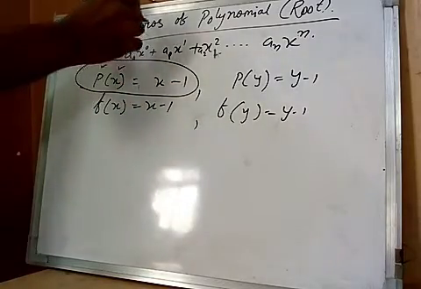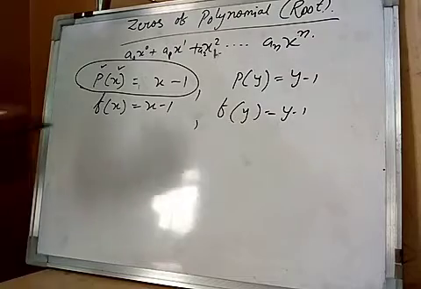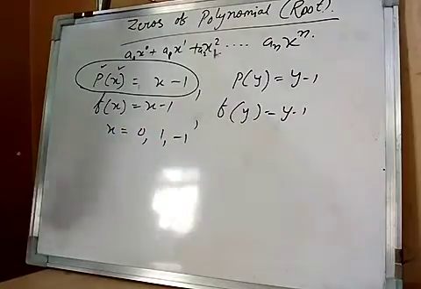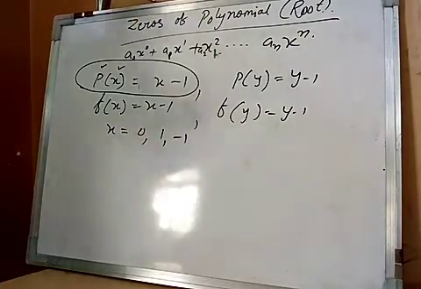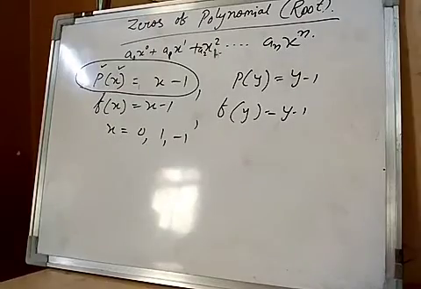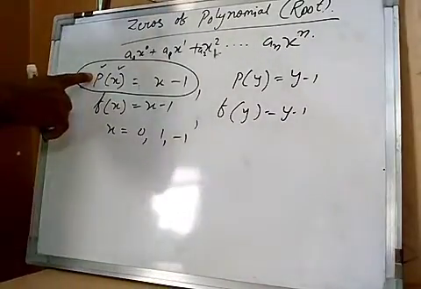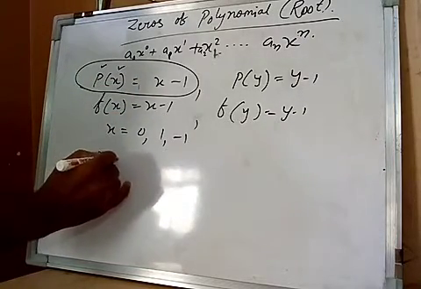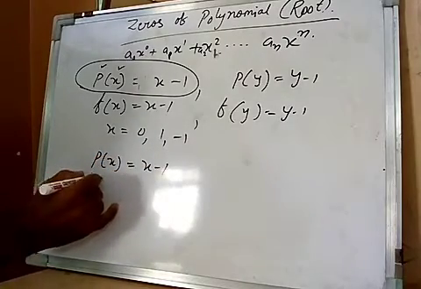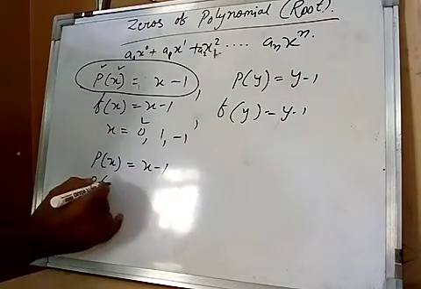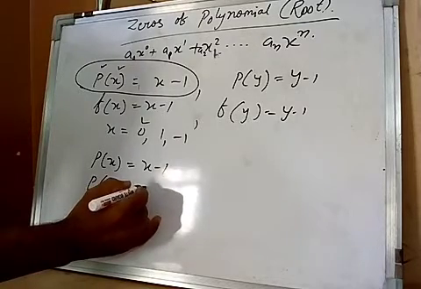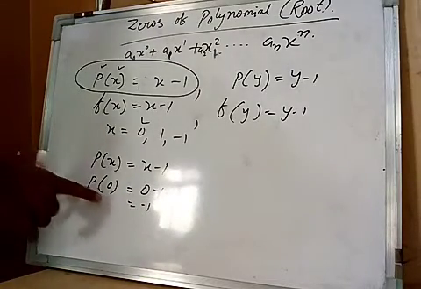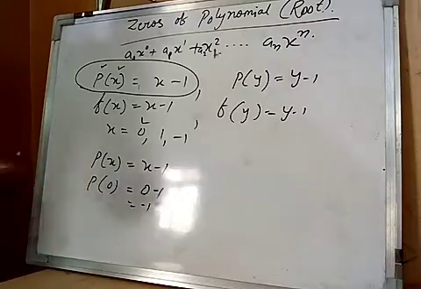Now we are going to learn the zeros of the polynomial. So here, by taking different values of x like 0, 1, minus 1, in the polynomial x minus 1, if the x value is 0, then it will be 0 minus 1 equals minus 1. So when I am taking the value of x as 0, I am getting the value of the polynomial as minus 1.